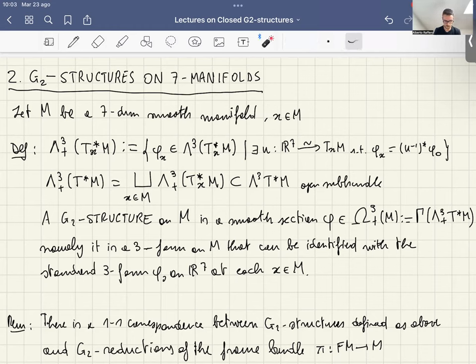Let me recall that if you consider a seven-dimensional smooth manifold, then you can define this open subbundle Lambda 3 plus of the bundle of three forms on the manifold, whose fiber over each point x of the manifold is given by the three forms on the tangent space to the manifold at the point that can be identified with the standard three form phi naught we introduced yesterday on the vector space R7 to define the group G2. And as we said yesterday, this is just a pointwise identification. I will say something more in some remarks in a while.